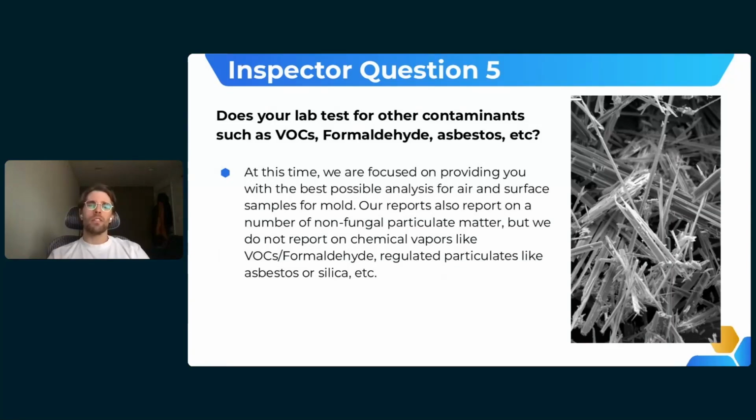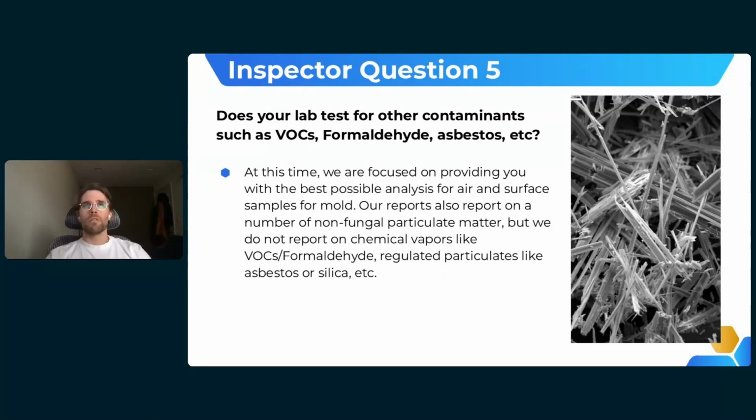We get this question, or some form of this question, quite a lot. The bacteria question was a version of this where, do you test for other contaminants such as VOCs, formaldehyde, asbestos, bacteria, etc.? So this time, we are focused on providing you with the best possible analysis for these spore trap cassettes for air samples and surface samples for mold.